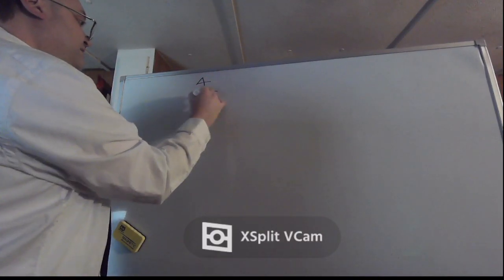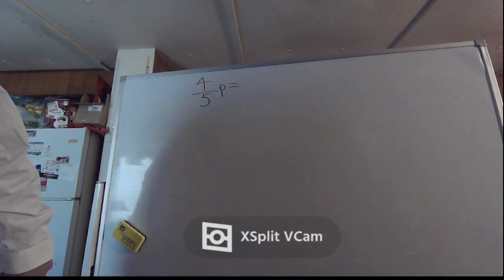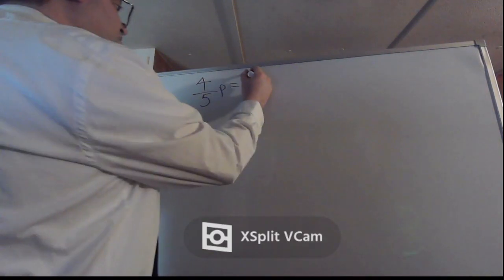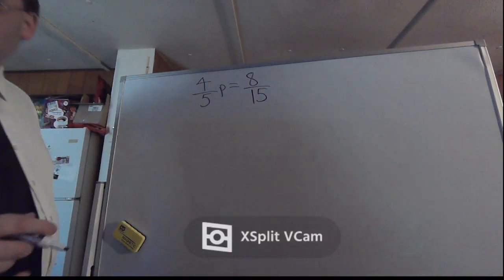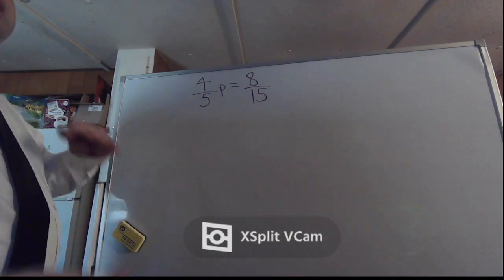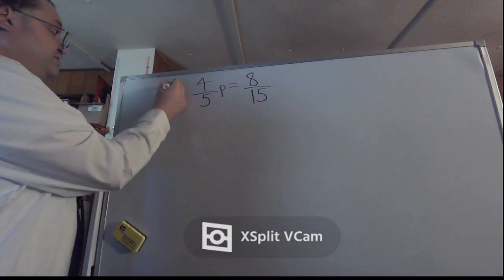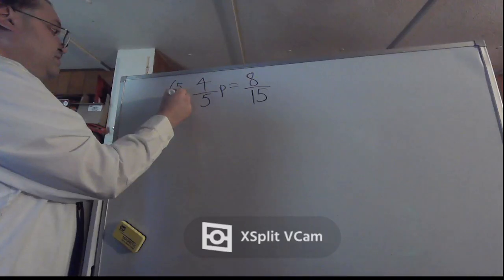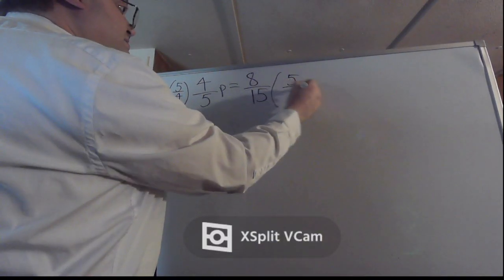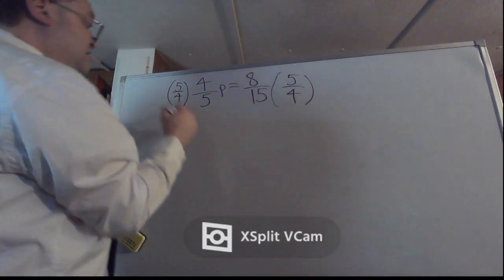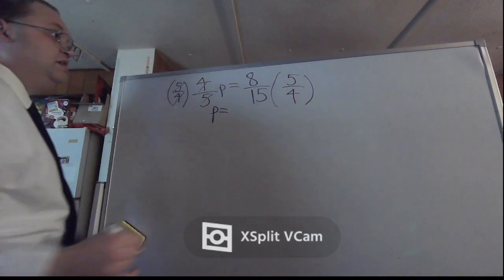You have 4/5 p equals 8/15. Again, we have 4/5 p. We want to get p by itself. We want to get rid of that 4/5. How to do that is multiply by the reciprocal, which would be 5/4. So then again, we're going to do it to the other side too. So the 4's here cancel, the 5's cancel. You're left with p by itself.